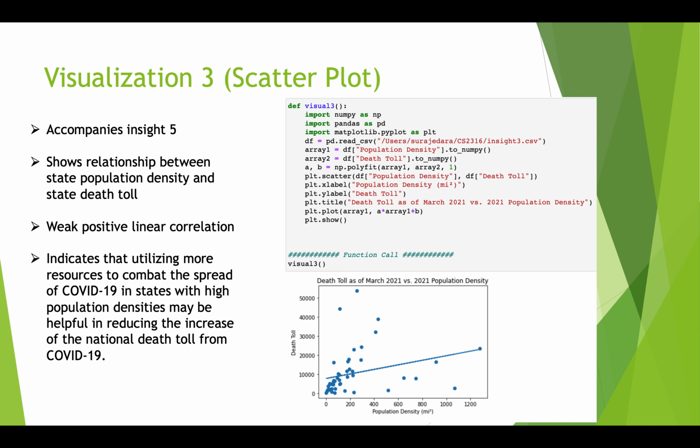So for my third visualization, I decided to make a scatter plot showing the correlation between population density and death toll for each state, and this was meant to accompany Insight 5. As you can see, there is a weak positive linear correlation between state population density and state death toll. This is insightful because it indicates that utilizing more resources to combat the spread of COVID-19 in states with high population densities may be helpful in reducing the increase of the national COVID-19 death toll.